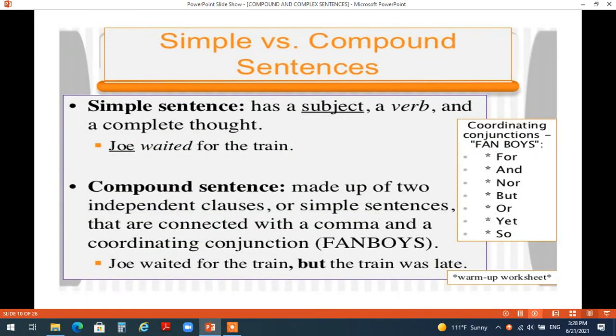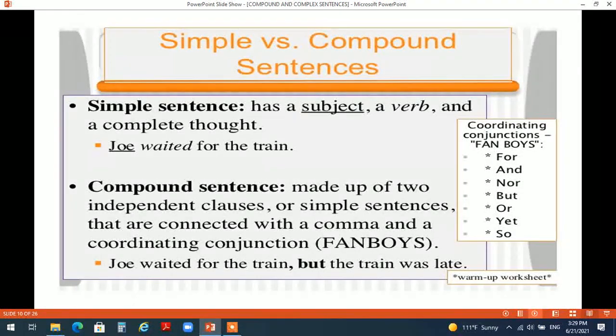Now, here we have some comparison between the structure of the simple sentence and the compound sentence. When we say a simple sentence, we mean it is a sentence which has a subject, a verb, and a complete thought. The simple sentence must consist of a subject and a verb and give a complete idea. For example, Joe waited for the train. Here we have a simple sentence because it is made up of one single clause.